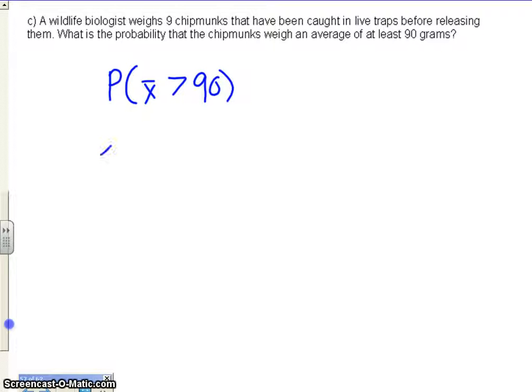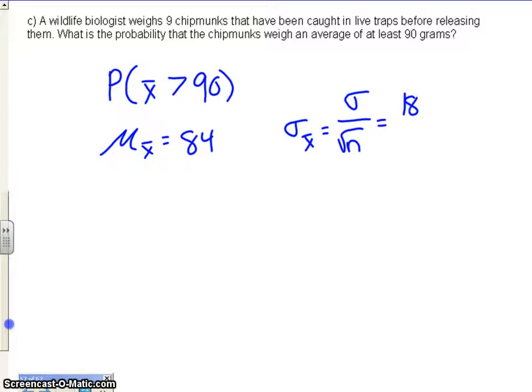That means we're going to have to do mu sub X bar, and we've already talked about this in the previous video that if I take a good enough sample, my sample mean will be equal to my true mean. In this case, the question told me the mean for this population was 84 grams. I also need a standard deviation for my sample, which is a little different than the population standard deviation. We take that value and divide it by the square root of our sample size. So 18 was the standard deviation for my population, divided by the square root of my 9 chipmunk sample, gets me a new standard deviation of 6.